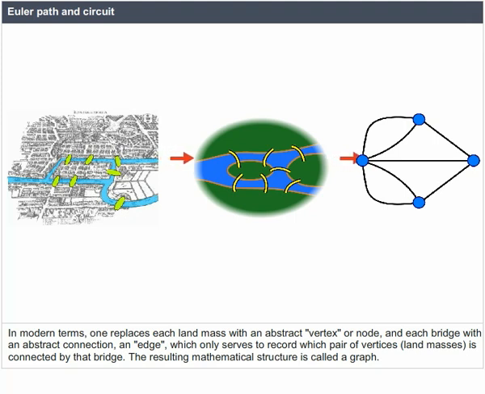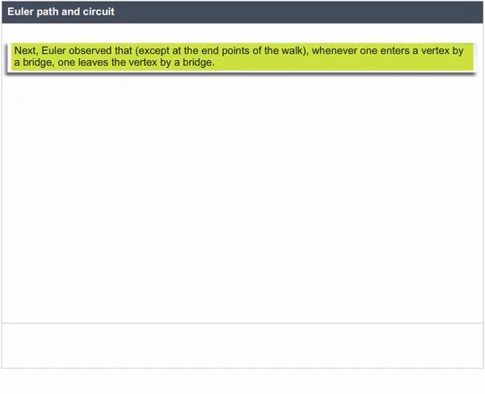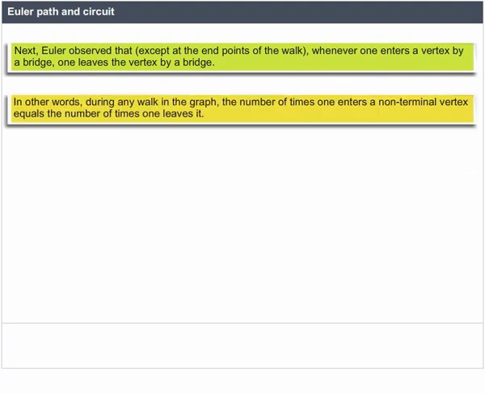Next, Euler observed that except at the endpoints of the walk, whenever one enters a vertex by a bridge, one leaves the vertex by a bridge. In other words, during a walk in the graph, the number of times one enters a non-terminal vertex equals the number of times one leaves it.